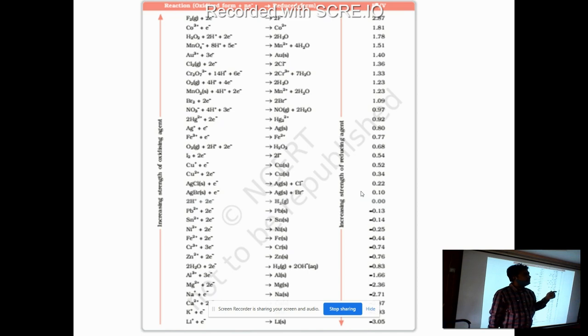So, what do you mean by oxidizing agent? A species which accepts electrons is called an oxidizing agent. That's why F2 is the strongest oxidizing agent. Right? And similarly, lithium is the strongest reducing agent, pointing down. This is what we discussed in the previous class.